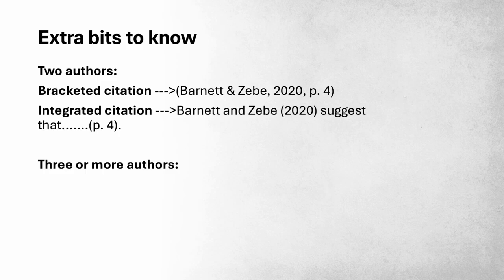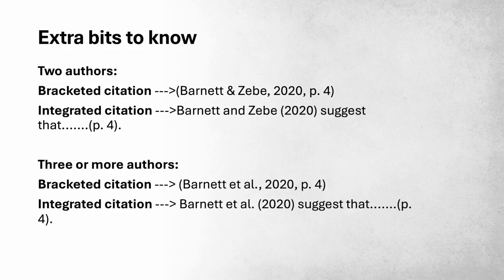But as soon as you hit 3 authors, we change to et al. full stop. So in a bracket, this would look like brackets Barnett et al. full stop, then a comma to separate the author from the year, 2020, comma, P full stop, space, 4, close brackets. Outside of a bracket in an integrated citation, we don't add a comma after al. We just have Barnett et al. full stop. The year in brackets suggests that, and then we sandwich everything in with the page number at the end.